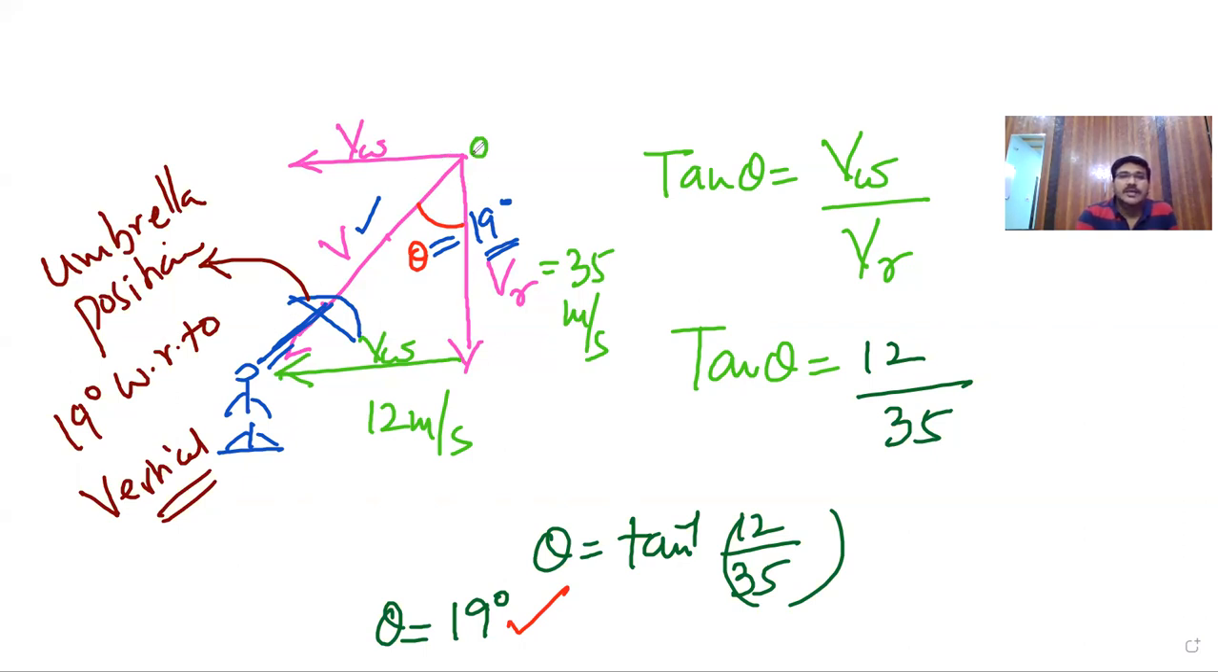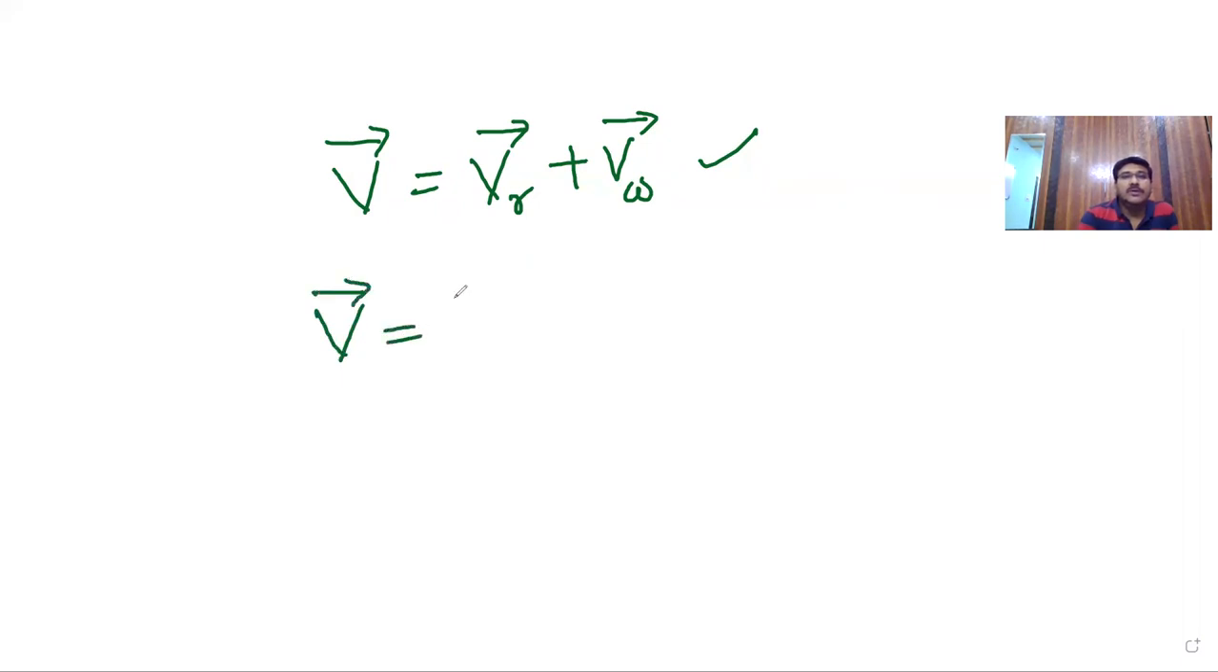So the vector of this v is vr bar plus vw bar. I want to show this in the vectorial form. V bar, the resultant vector, is VR bar plus VW bar. This is the vector part. Now V bar is equal to this. I want to show this VR vector. Here observe carefully.